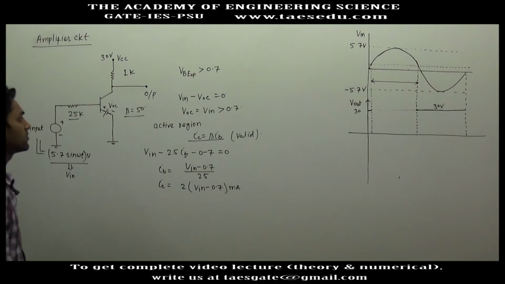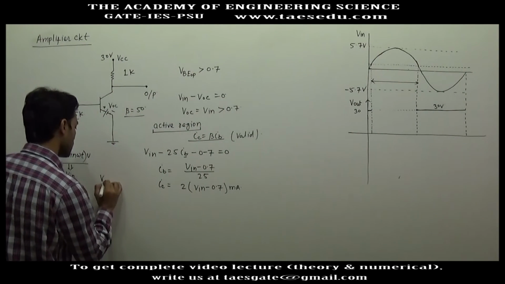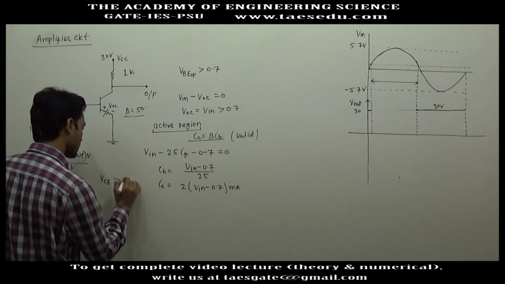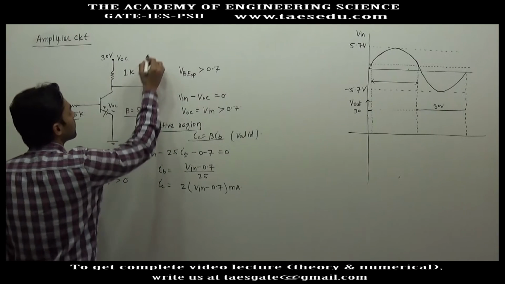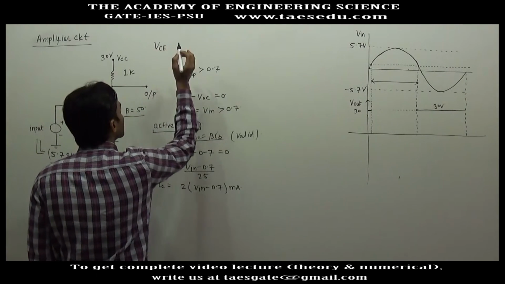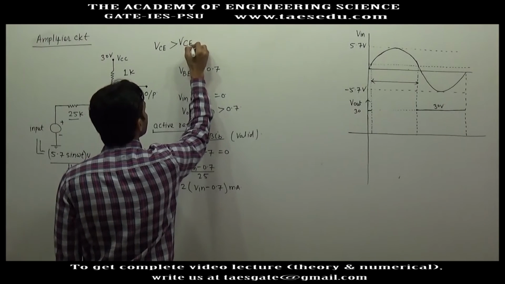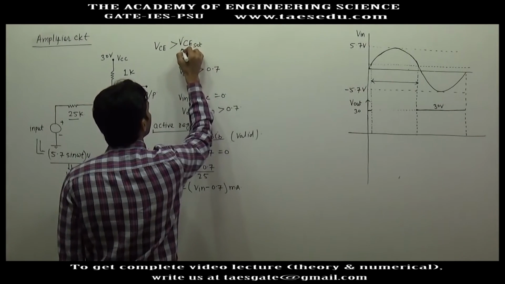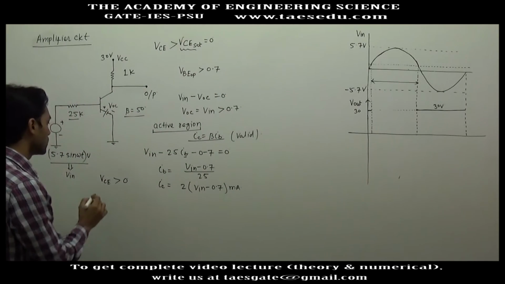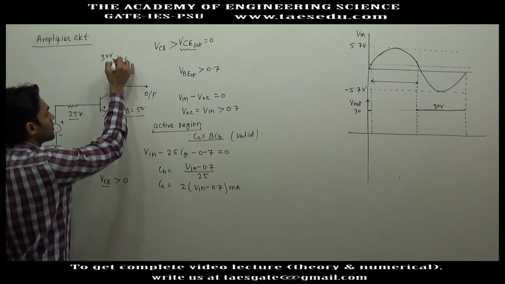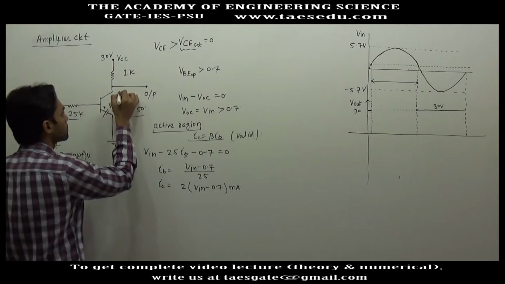Okay, since we have assumed it in active region, VCE must be greater than 0. For the active region, VCE must be greater than VCE saturation, and I have assumed that VCE saturation is 0. Now what will be VCE? From this loop we will find out VCE.